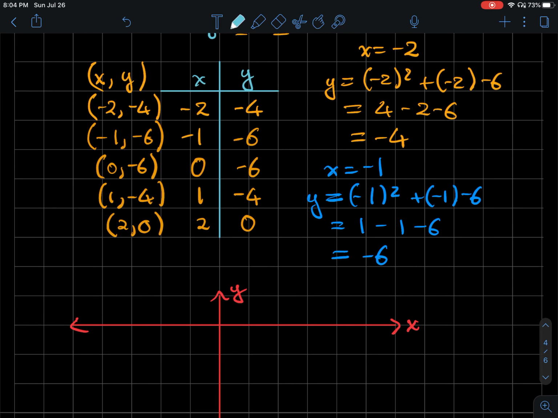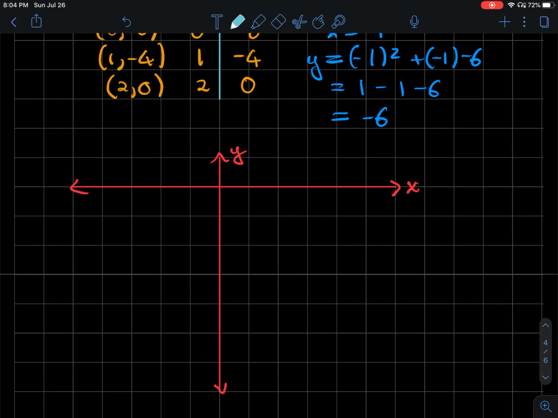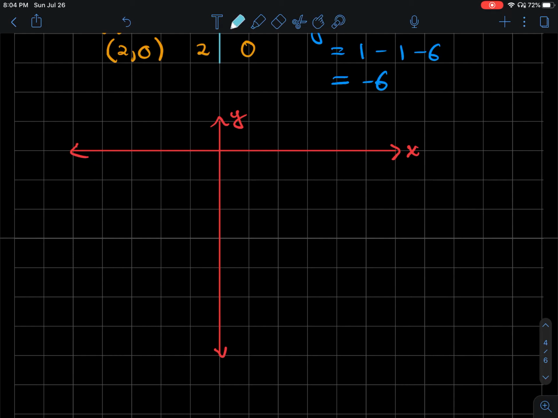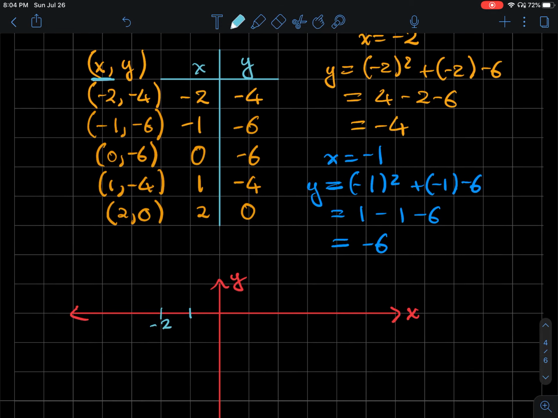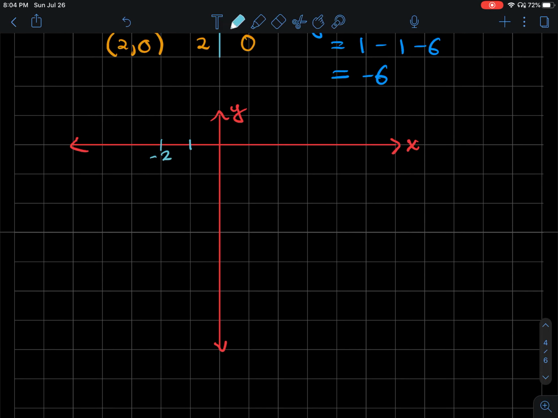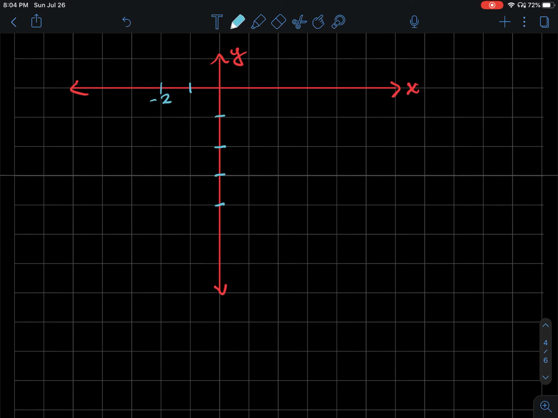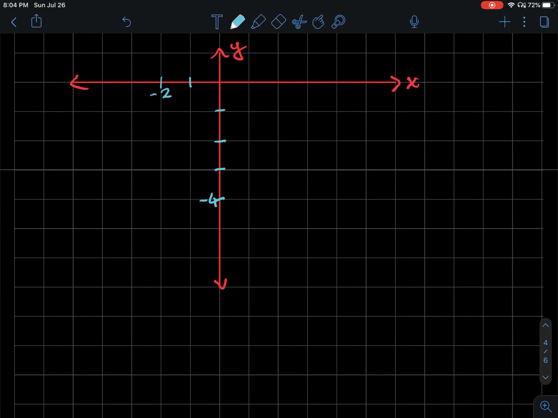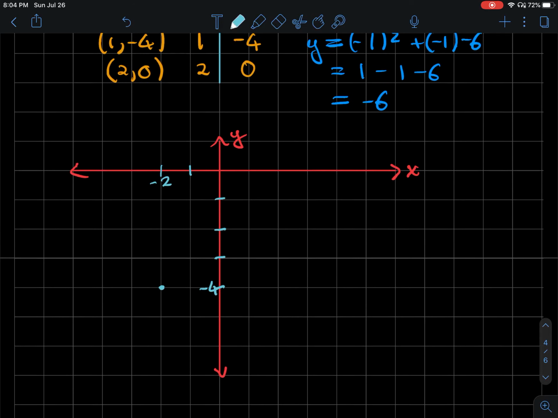Now the first x pair, which is this one right here, shows how far you need to move in the x direction. Now you need to move 2 in the x direction, but the negative indicates you move 2 to the left. So this 1 and 2, so that's -2. And then -4 means you move 4 in the y direction, or 4 down. That's -1, -2, -3, and that is -4. So your point would be right there.